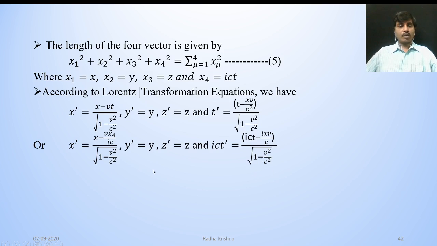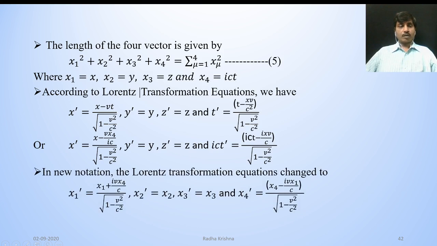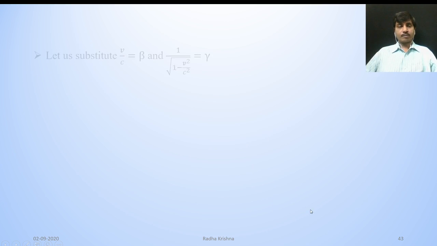Here we substitute the value of t as x4 by ic from this expression. In mu notation, the Lorentz transformation equations change to x1 dash is equal to x1 plus iv x4 by c, whole by square root of 1 minus v square by c square. x2 dash is equal to x2, x3 dash is equal to x3 and x4 dash is equal to x4 minus iv x1 by c, whole by square root of 1 minus v square by c square.